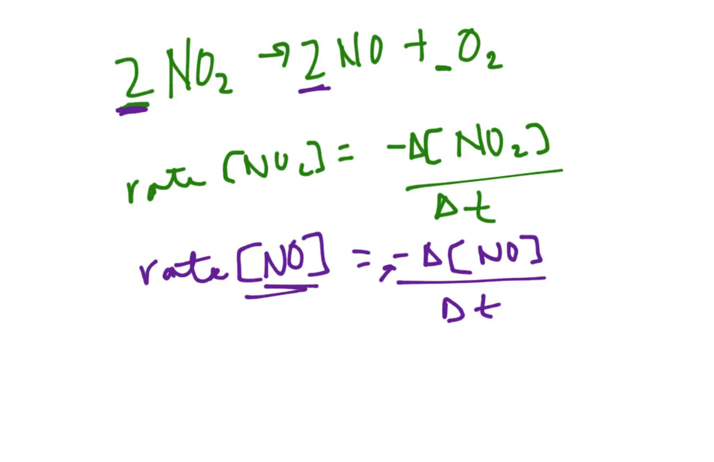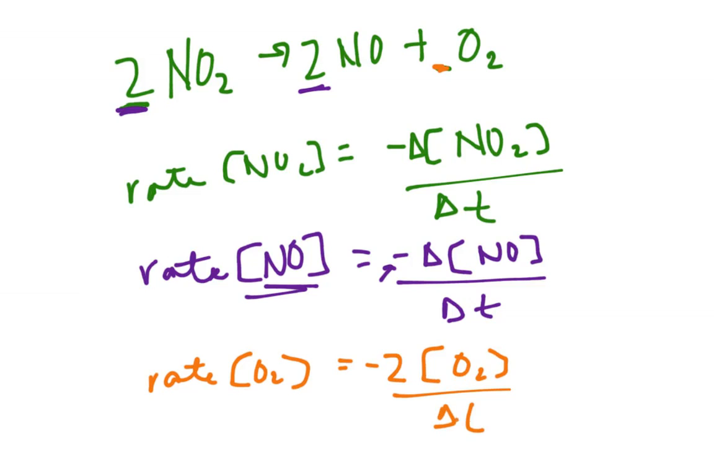For the oxygen, however, the rate of the production of O2, we have to keep in mind that it is at a rate of 2 to 1. So we would have to times it by 2, and then we would see that same curve there. All right, so that is 12.1.